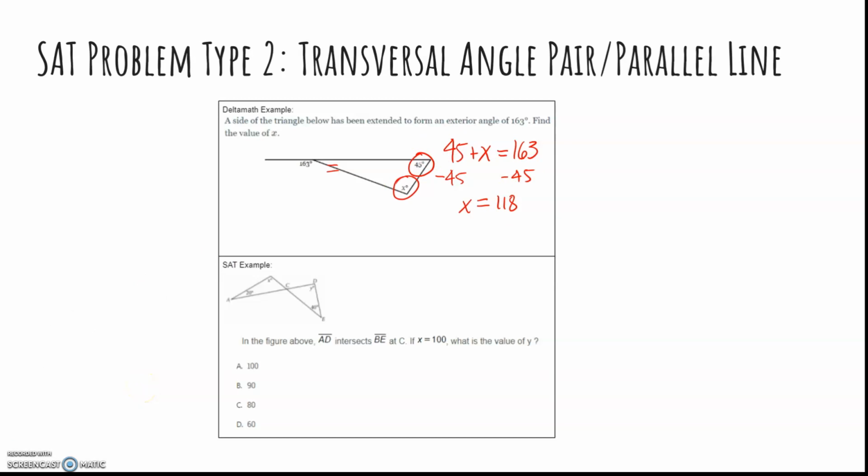Okay, our last SAT example here is a little bit more complicated on the surface, but using those two theorems and a little bit of what we've learned about angle pairs so far will help us get there. It says in the figure above, line AD intersects line segment BE at C, and if x is 100, what's the value of y?